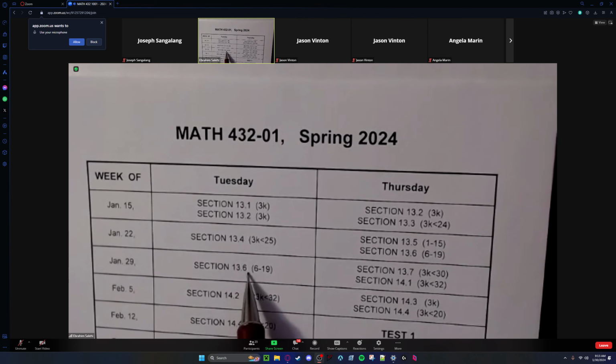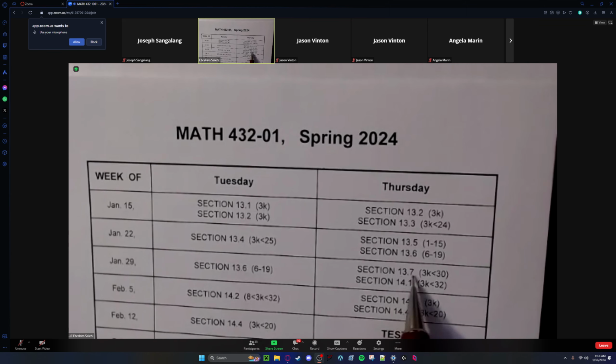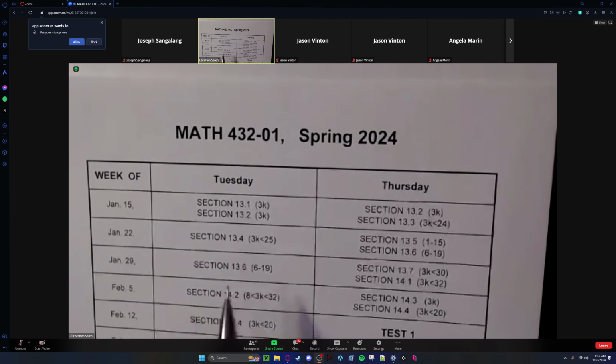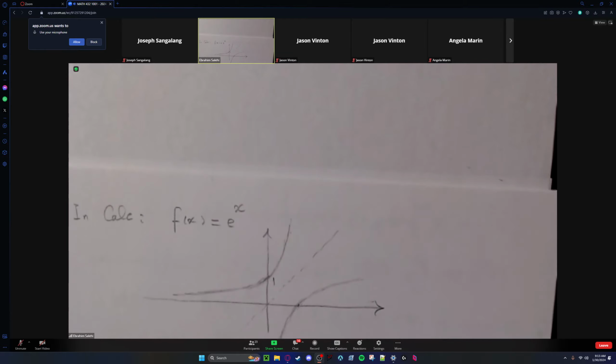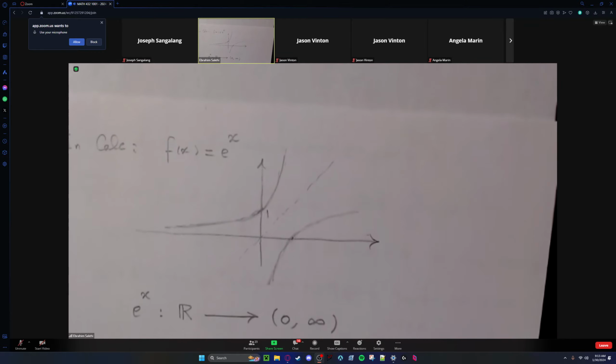The next thing to talk about is 13.7. Of course, you can go ahead and do problems of 13.6. But when it comes to 13.7, let me tell you what happens in 13.7. I might not completely cover it today, but I will do my best.